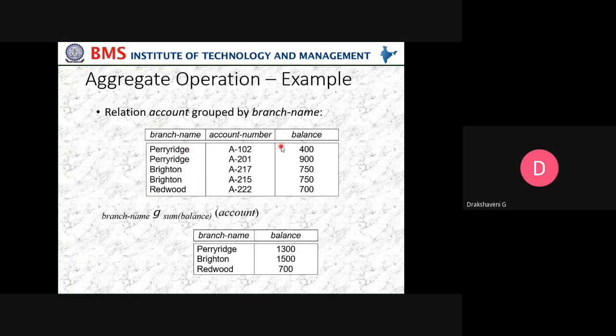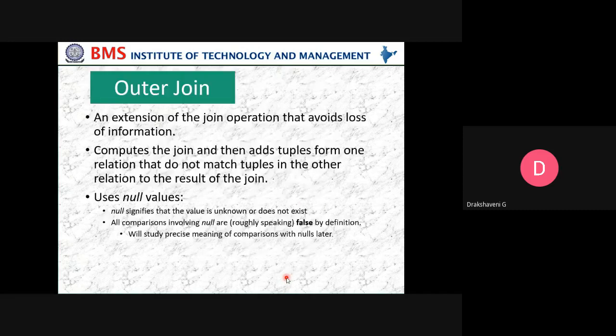So we have to combine this. Then 900 plus 400 is 1300, 750 plus 750 is 1500, then Redwood is 700.